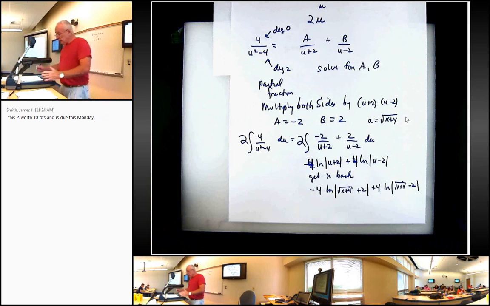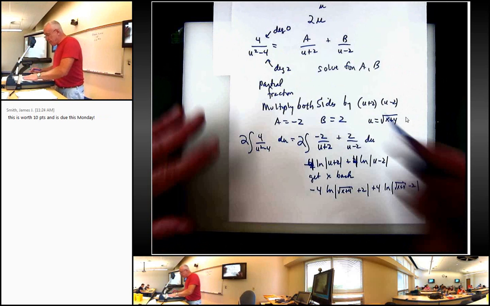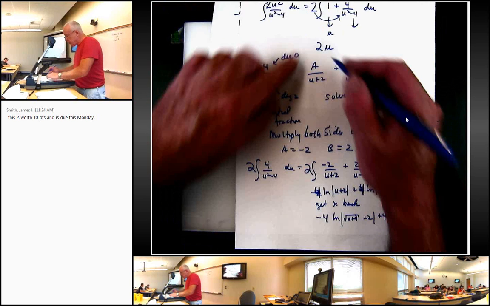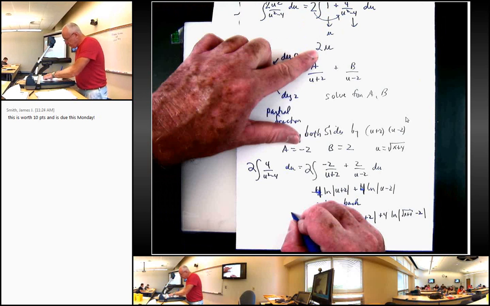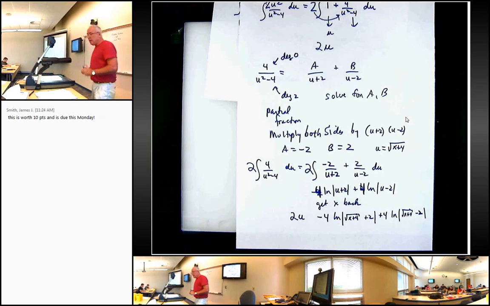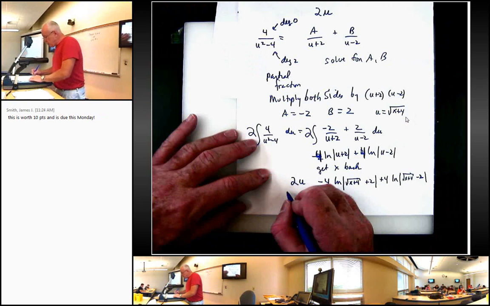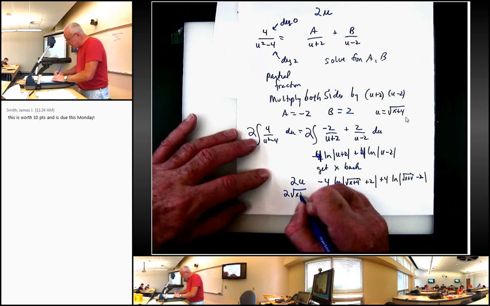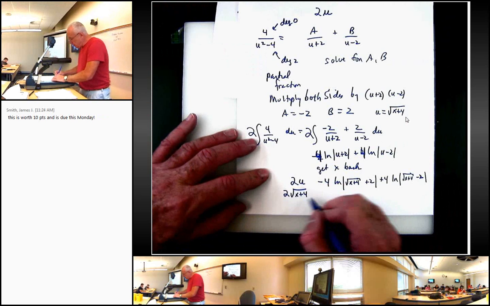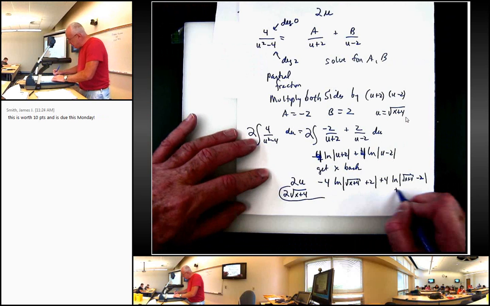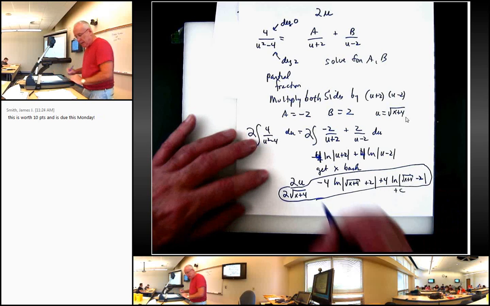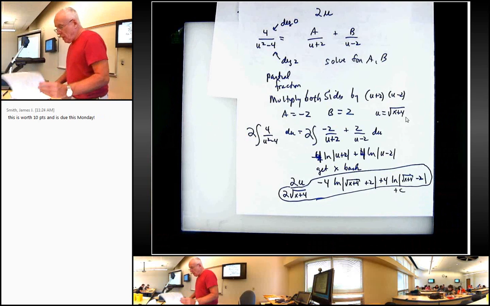And then let's not forget that very first term that I did. What was that? That was 2u. And of course, 2u is going to become 2 times the square root of x plus 4. So this right here plus the c, that is my antiderivative.